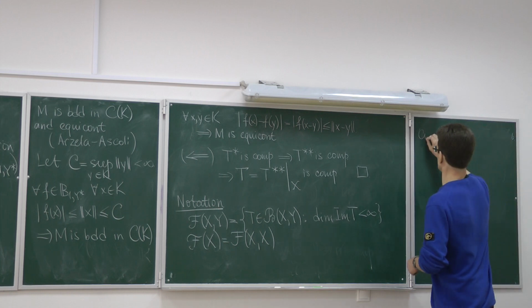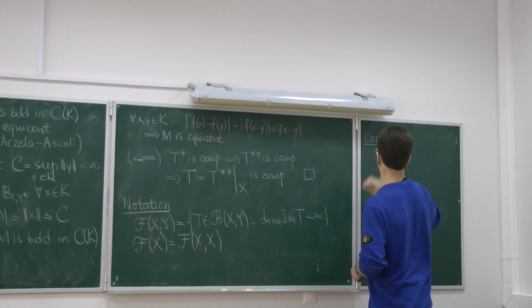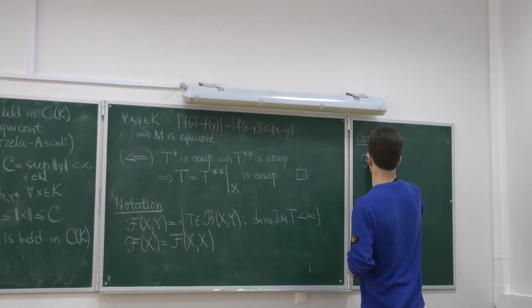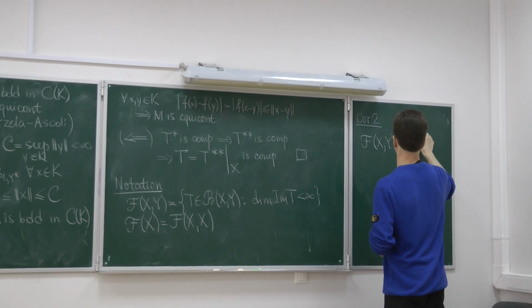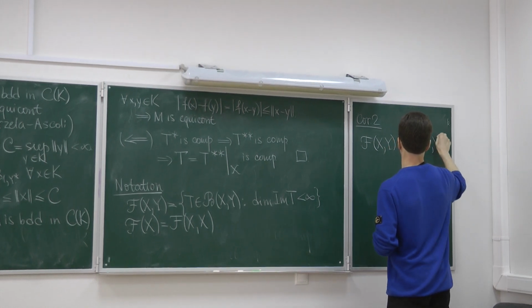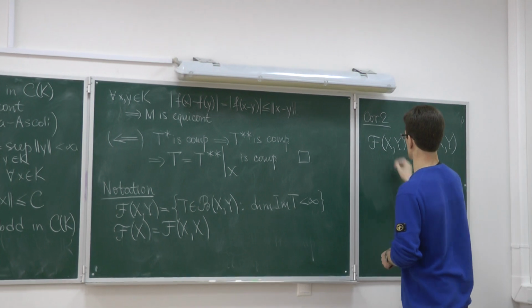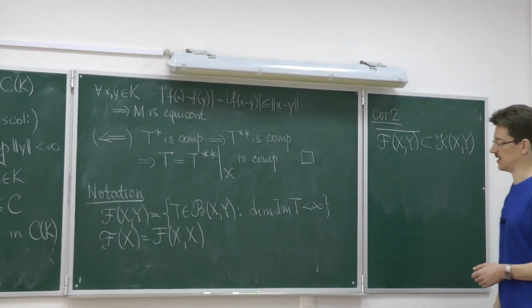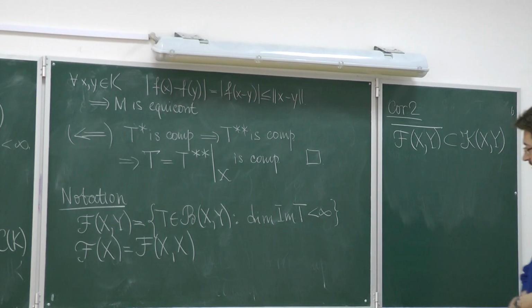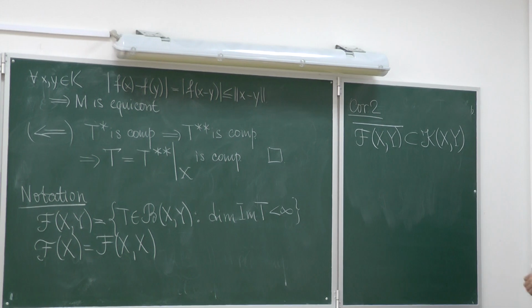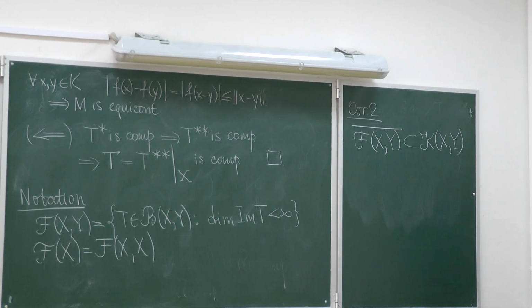So corollary 2. We already know that finite rank operators are compact. This is more or less immediate from the definition of a compact operator. But now we can say more. The closure of the set of all finite rank operators is contained in the set of compact operators, because this set is closed.